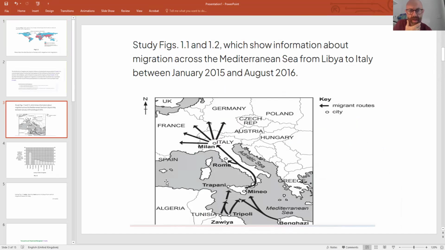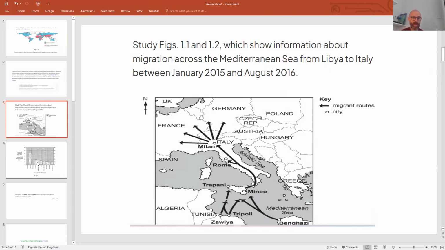Okay, look at this one. Study figure 1.1 and 1.2, which show information about migration across the Mediterranean Sea from Libya to Italy between 2015 and 2016. We've got the key. The black arrows show migrant routes. The little circles show cities. And we can clearly see that people are coming out. The Mediterranean is here. This continent is Africa. Okay, we can see people are coming out across to Italy, and then from there, they seem to be heading to Rome, especially Milan. And from Milan, they're radiating out into France and Germany.